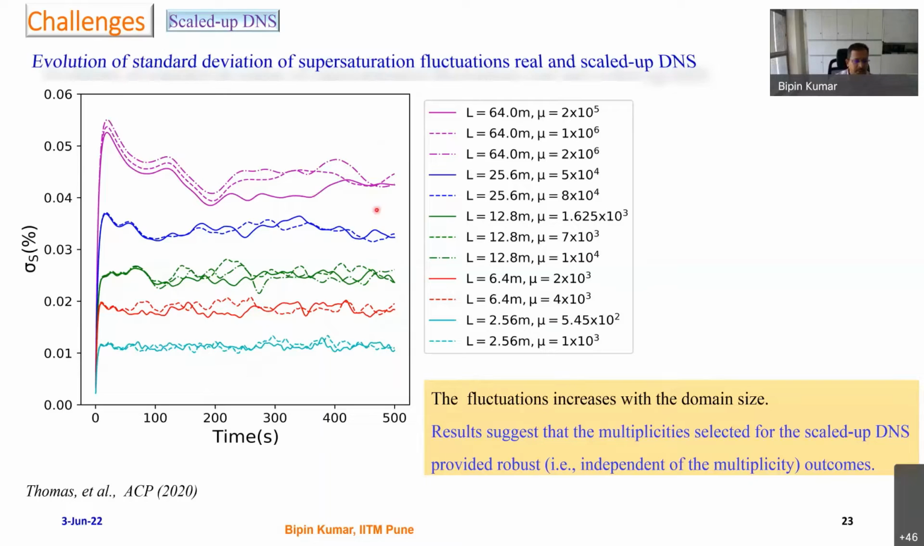We are getting almost the same supersaturation fluctuations. And so we are done with the scaled up DNS. We said, now we can go for the cubic meter, which was not possible even at 2 meters or 4 meters. We are going up to 64 meters. What we are saying in this figure is that changing the droplet multiplicity provides robust outcomes. So there is no problem.